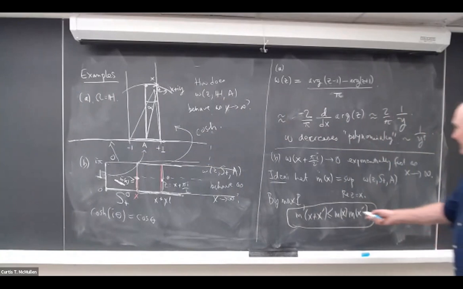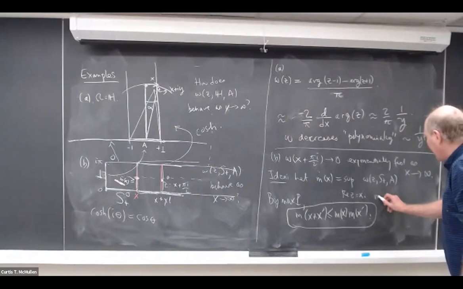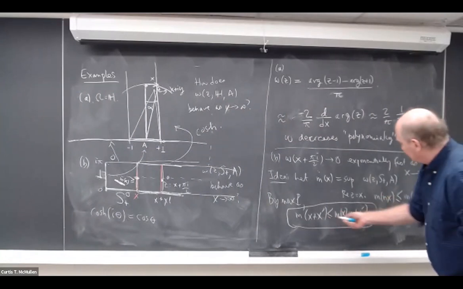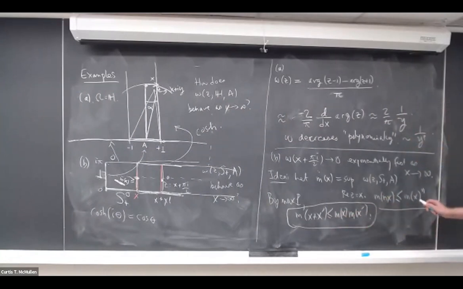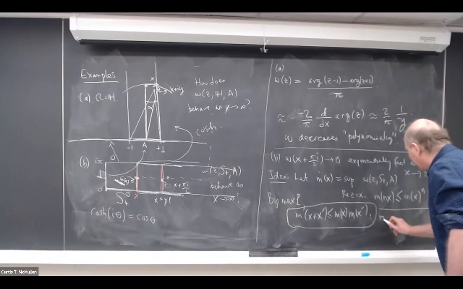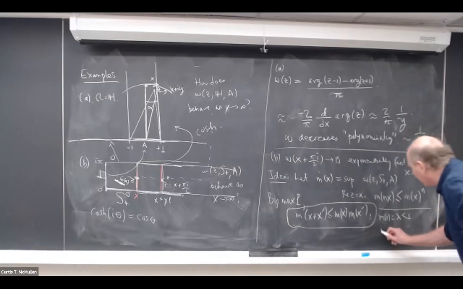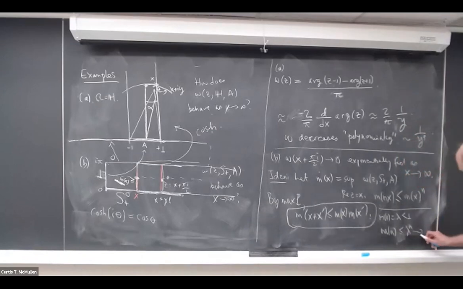In any case, what we can conclude from this is that if we take m of n times x, whatever x is, the harmonic measure there is less than or equal to m of x to the n, just by iterating this inequality n times. For any particular value of x, this number is less than or equal to 1. So for example, m of 1 is equal to some number lambda less than 1, and we conclude that m of n is less than or equal to lambda to the n, and of course this goes to 0 exponentially fast.